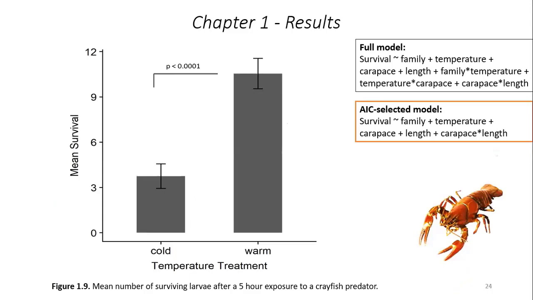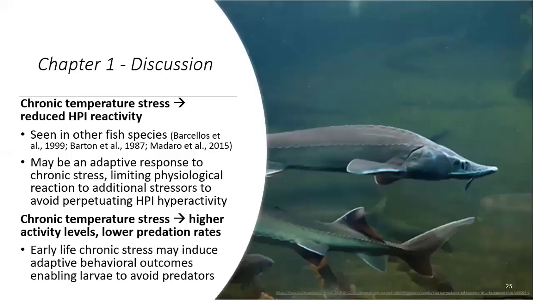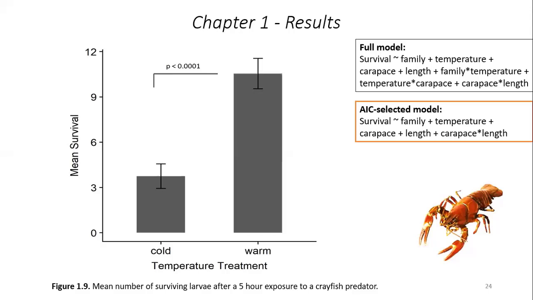And then finally, looking at predation results, I saw a dramatic difference between the 2 treatments. So here's the full model and the AIC selected model, and temperature is important in that. And you can see the ANOVA results right on the figure there. So you can see that larvae from the warm treatment actually had much higher survival in the presence of a crayfish than larvae from the cold treatment.